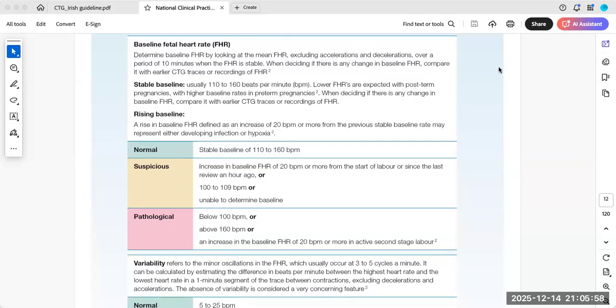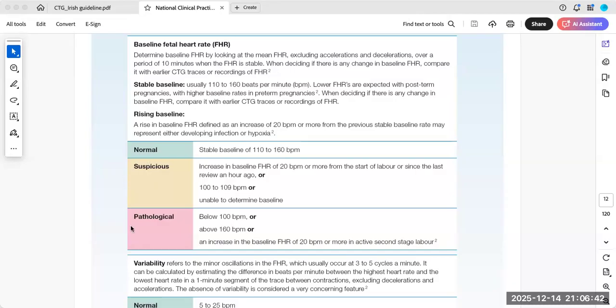So the baseline fetal heart rate usually will be between 110 to 160 per minute. And the lower fetal heart rates are expected to be found with post-term pregnancy, while the higher baseline rate is found in preterm pregnancies. Very important, my friends, to mention what the baseline fetal heart rate is at the start of the CTG, because a change in the baseline fetal heart rate can be an early sign of the pathological or early stages of hypoxia. Again, they are using the color coding in here.